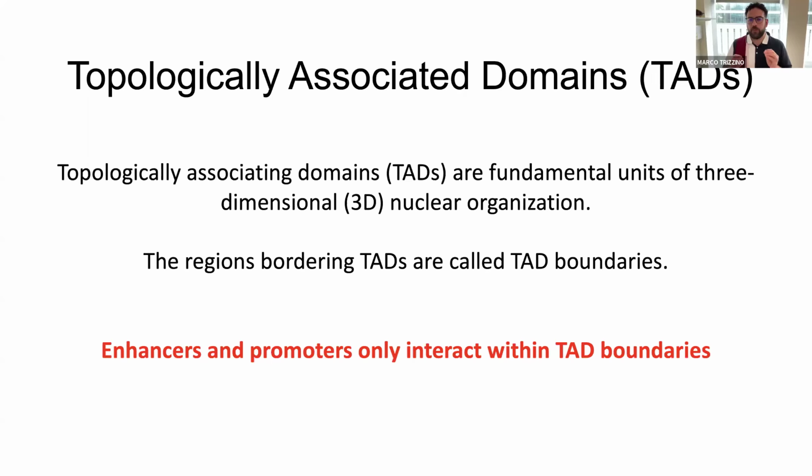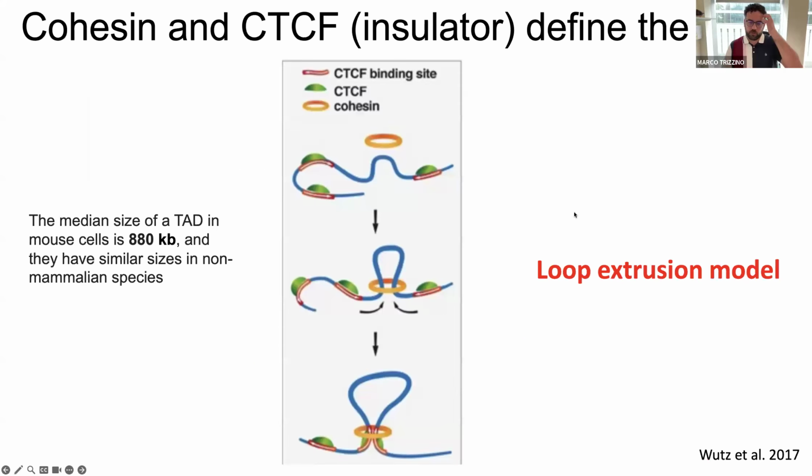And then only people that are in the same apartment can talk to each other, whereas people that are in different apartments cannot. And so just replace the people with enhancers and promoters. Enhancers and promoters that are in the same apartment, in the same TAD, can interact. Enhancers and promoters that are in different apartments, in different TADs, cannot interact. And this is very important. And I'll show you in just 2 slides how this is regulated.